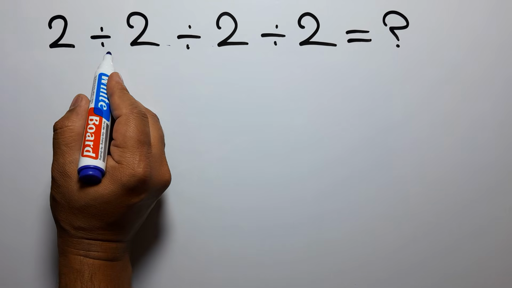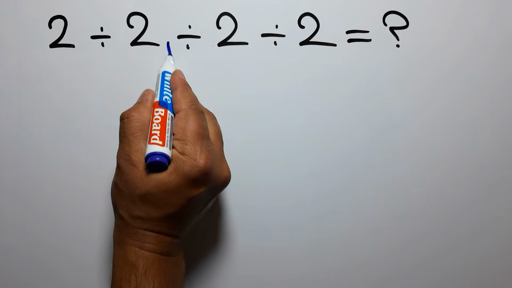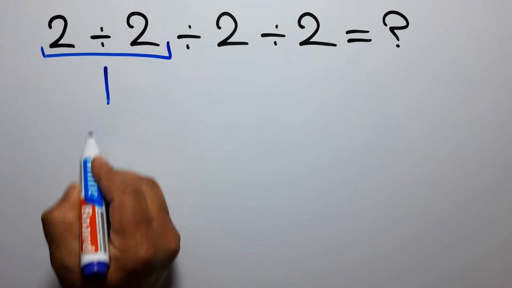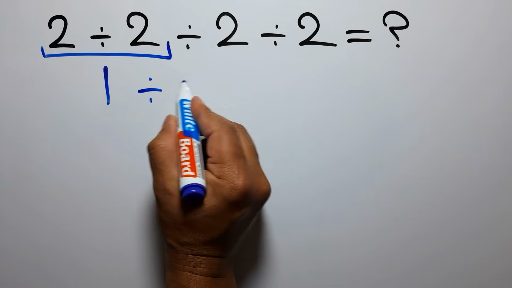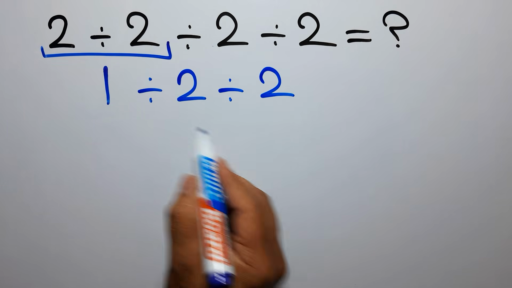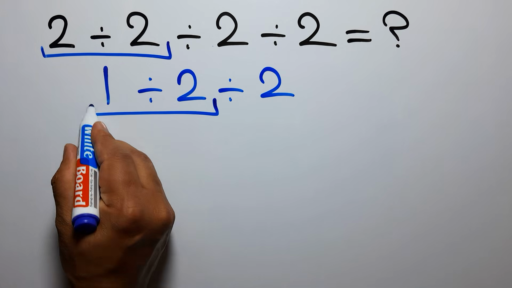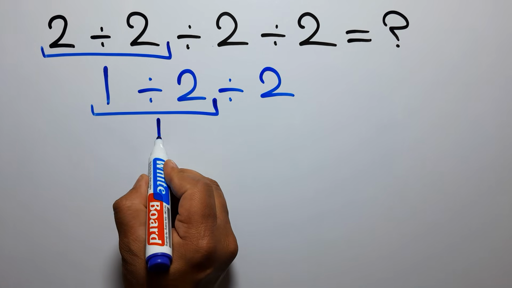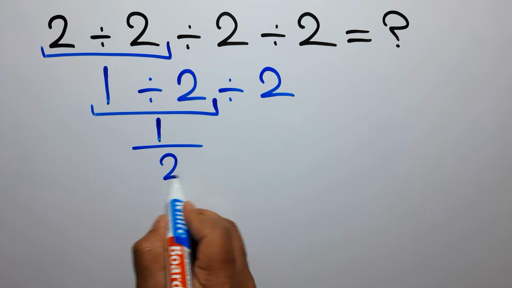So first we have to do this division. 2 divided by 2 is just 1. So 1 divided by 2 and again divided by 2. Now we have to do this division. 1 divided by 2 can be written as 1 over 2.